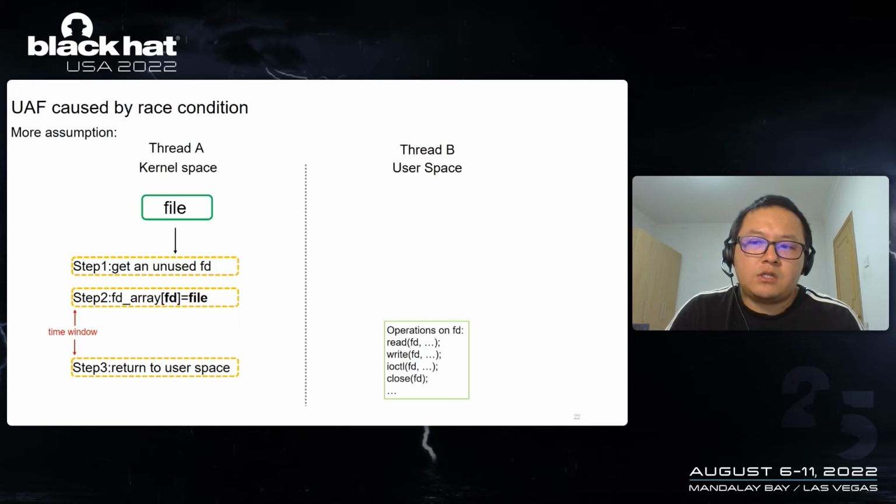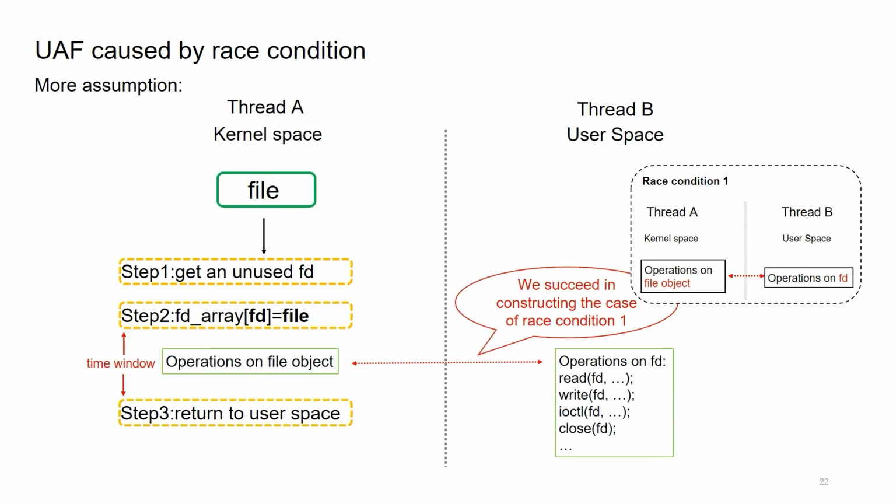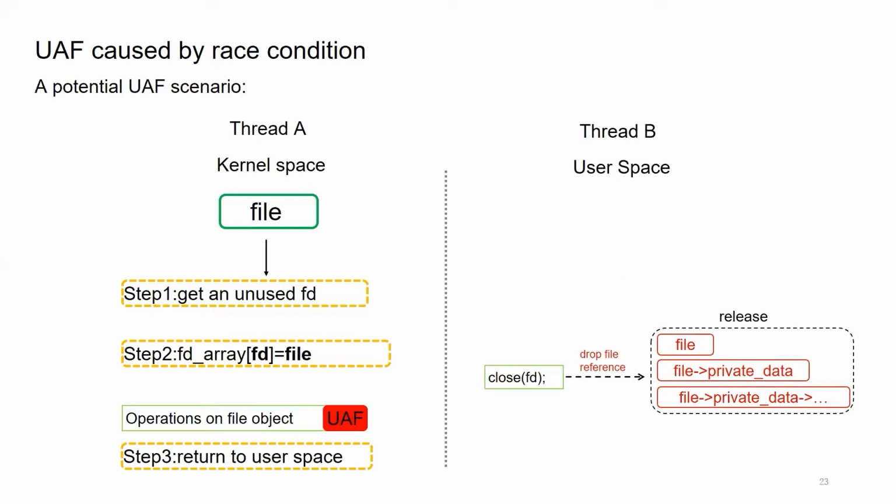So if there are some operations on the file object during this time window, we will succeed in constructing the case of race condition 1. As you can see, thread A is performing operations on the file object, and thread B is performing operations on the FD. In this scenario, we can construct a potential use after free case.